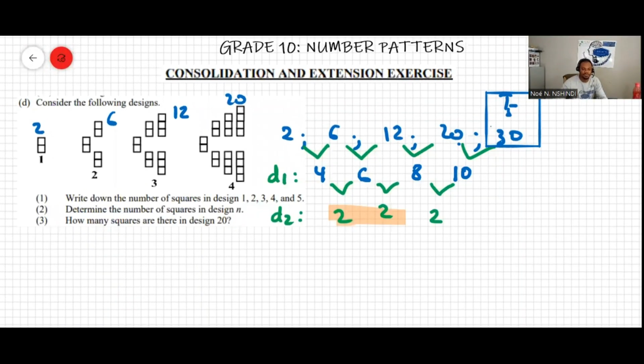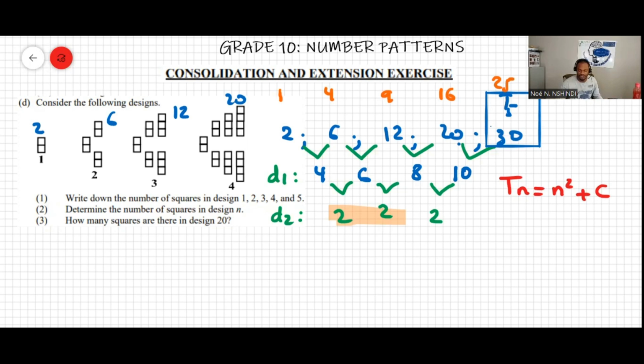Then question 2 says determine the number of squares in design N. So in design N, how can we do it? Because this is a quadratic pattern, remember the quadratic pattern that we did in grade 10. In grade 10 it is of the form Tn equals n squared plus c, where c is a constant. Now I look at my pattern: I have 2, 6, 12, 20, 30. If I change the color, I notice that the square numbers are 1, 4, 9, 16, 25. Those are the squares.